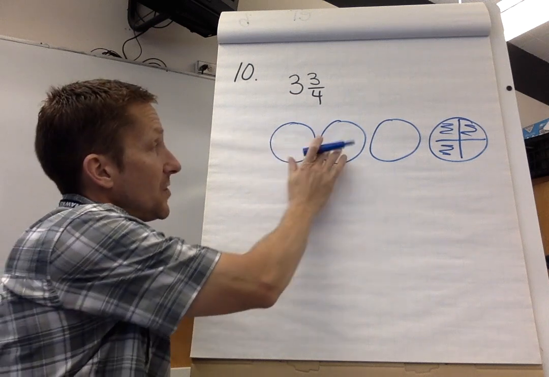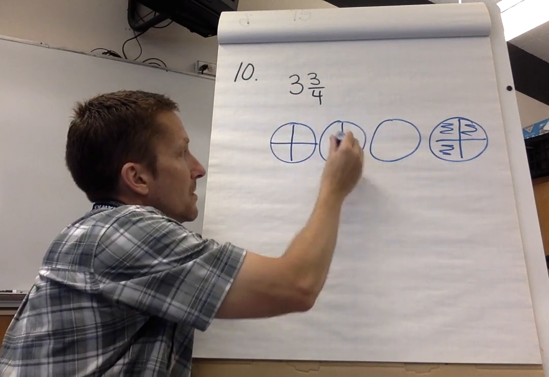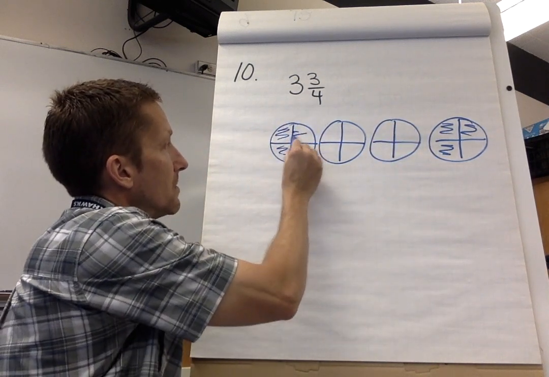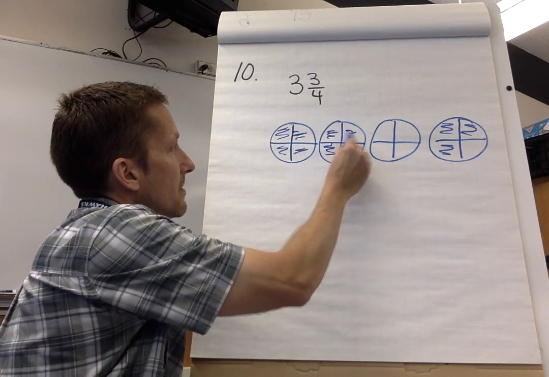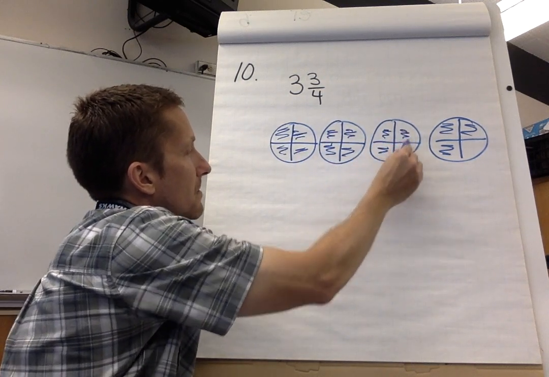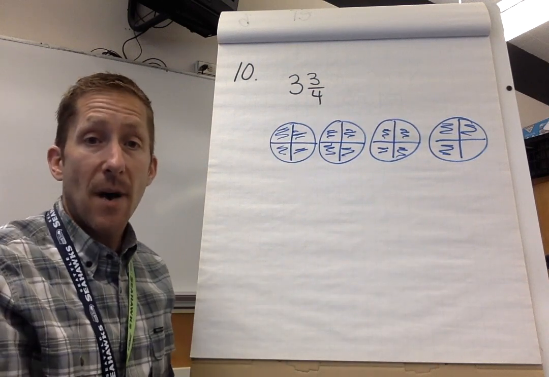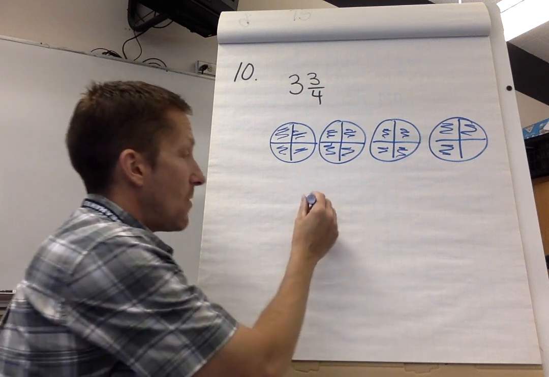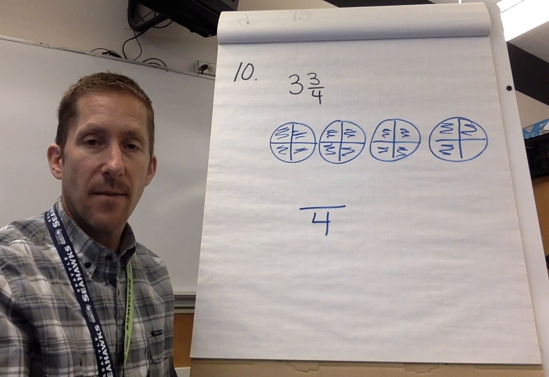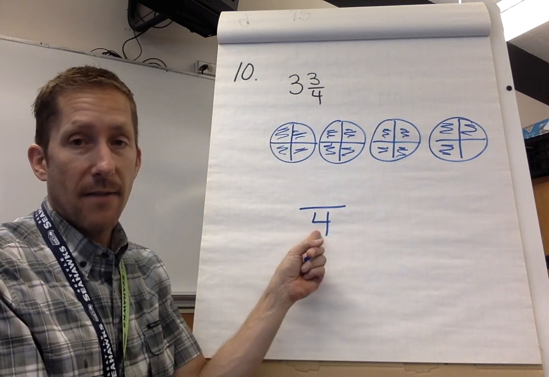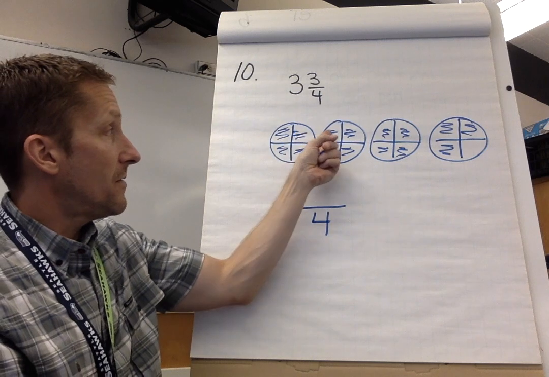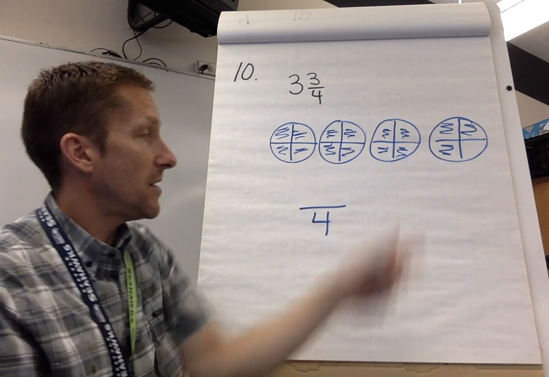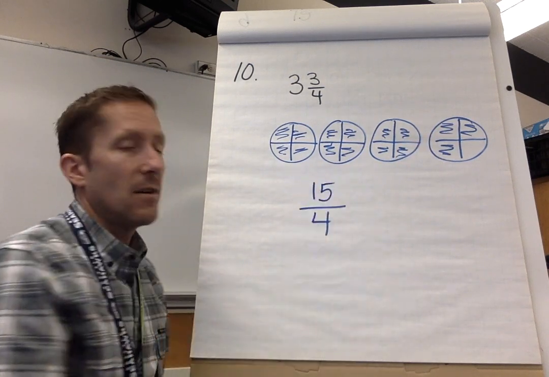These are wholes, but I can also divide them into fourths. These are all shaded in. There's my model or my drawing for 3 3/4. Well, now if I want just fourths, an improper fraction, how many fourths do I have? I can count them. 1, 2, 3, 4, 5, 6, 7, 8, 9, 10, 11, 12, 13, 14. I've got 15 fourths.